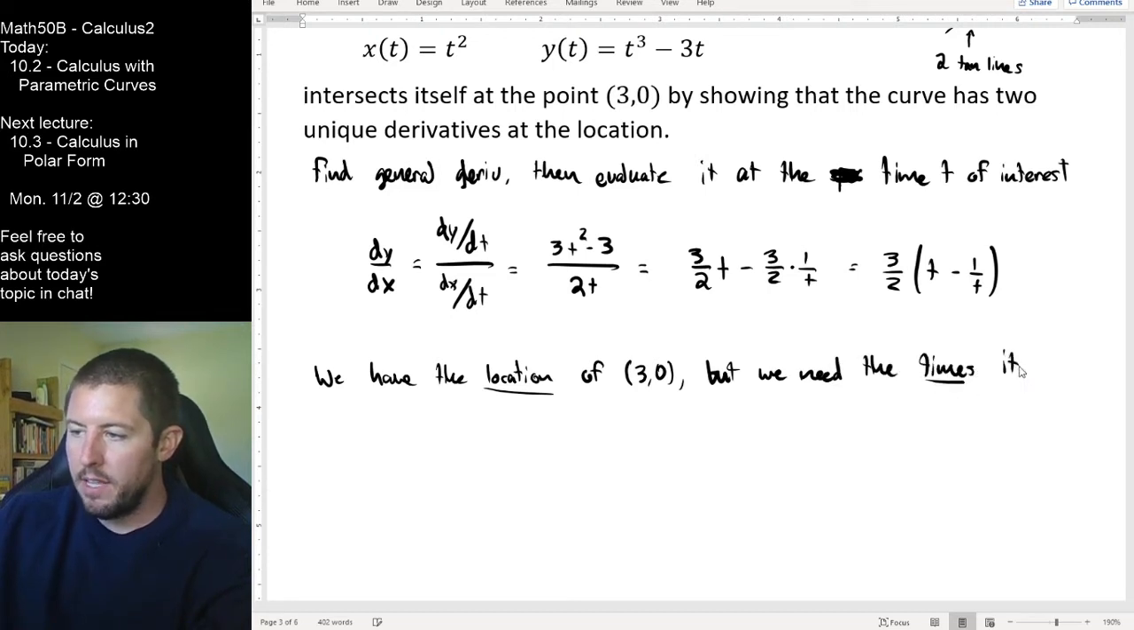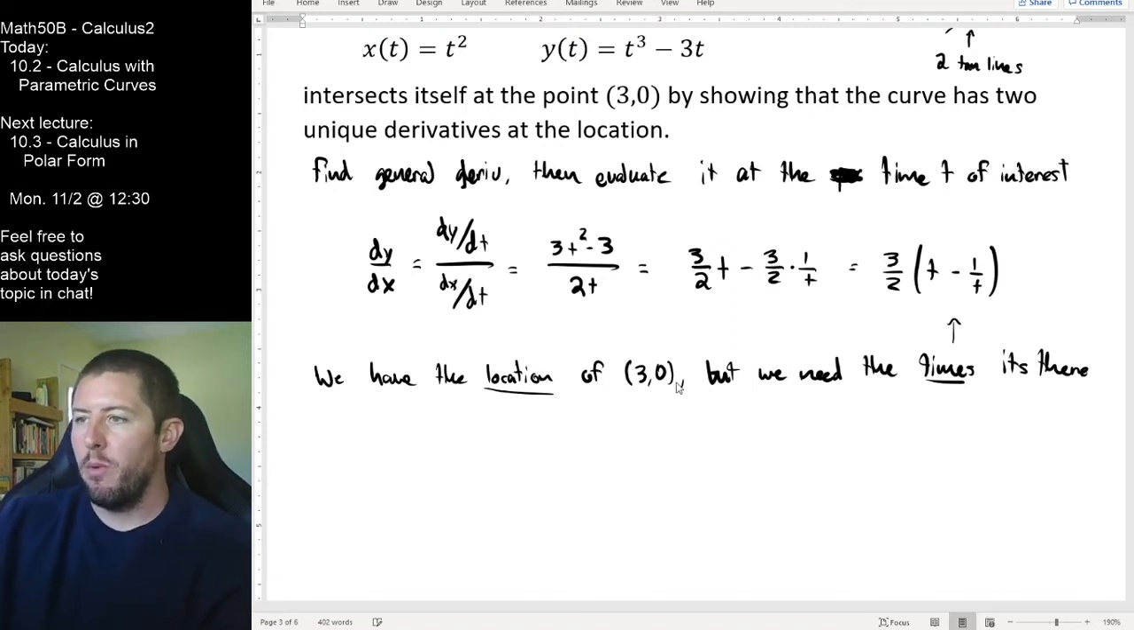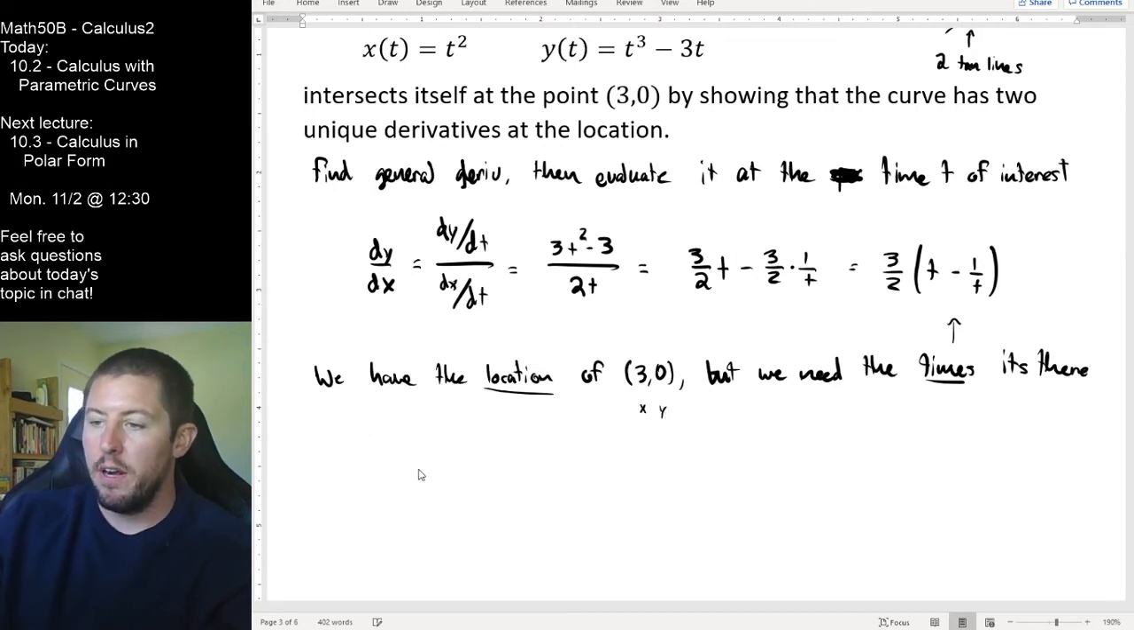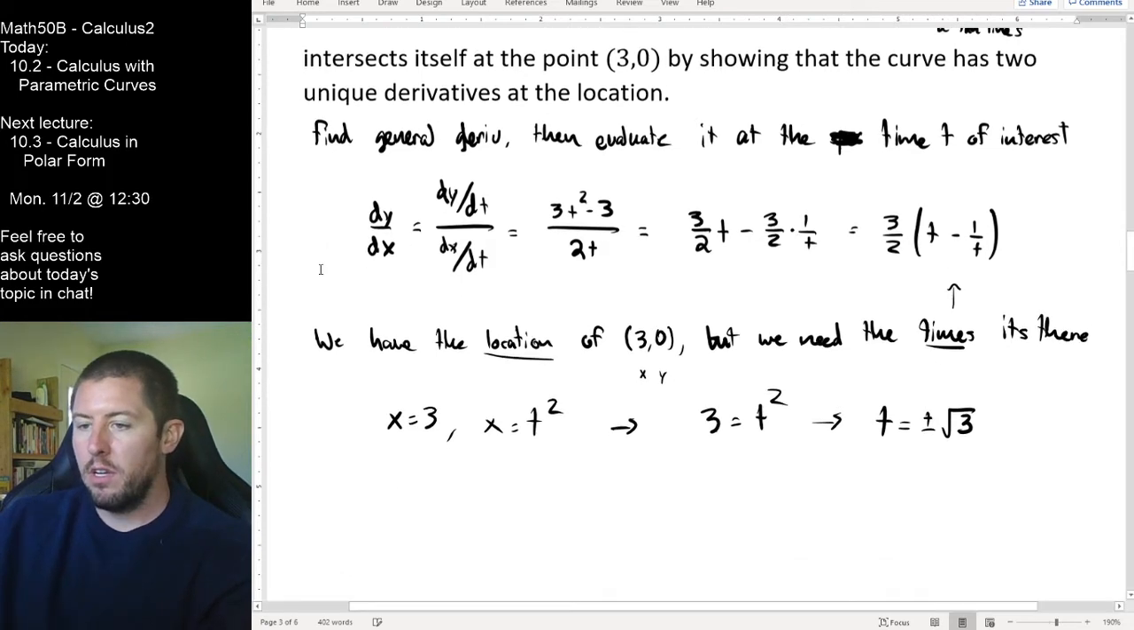We need the times that's there, because time is the parameter of interest for dy dx, right? So we have that location of (3, 0), but we need the times. All we really need to do here is identify that's x stuff, that's y stuff here. So I could say x equals 3 and x equals t squared means that 3 equals t squared, and that's going to tell me that t is plus or minus the square root of 3.